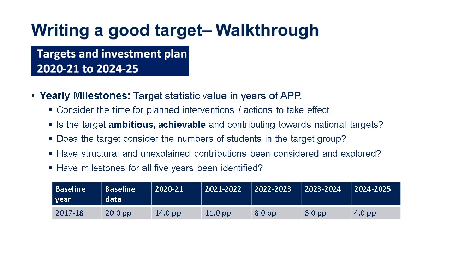Does the target consider the numbers of students in the target groups? So, for example, if we had, say, 10 students, we would expect more than a reduction in the target of 1% per year. This is what I mean by that. And have structural and unexplained contributions been considered and explored? And importantly, have you identified milestones for all 5 years of the Access and Participation Plan?